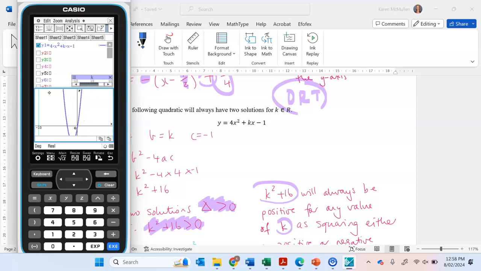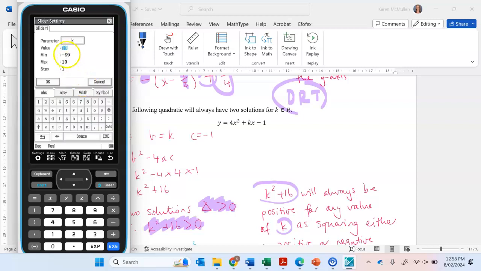It's like jumping around, which is pretty cool to see. All right, so no matter what k is, it's always going to be two solutions. All right, we can change those values of k. So if we go to settings, instead of going from 10 to -10, maybe let's do 1,000. I wonder if this is going to jinx it.